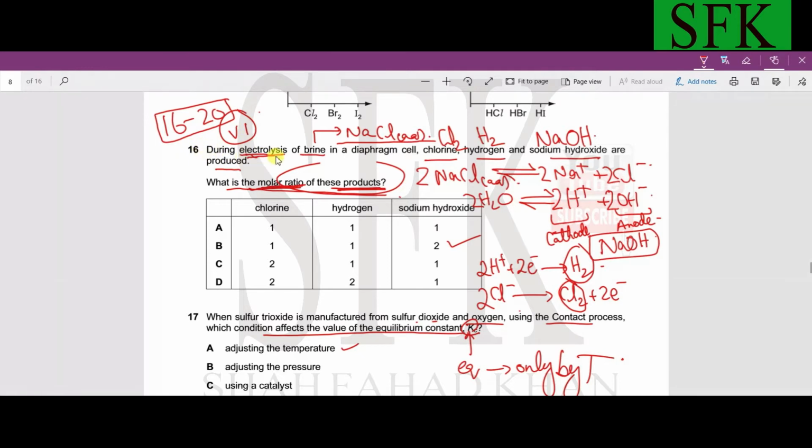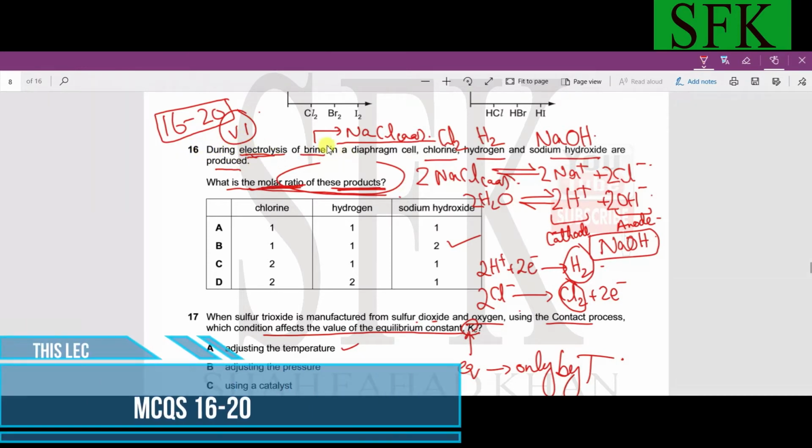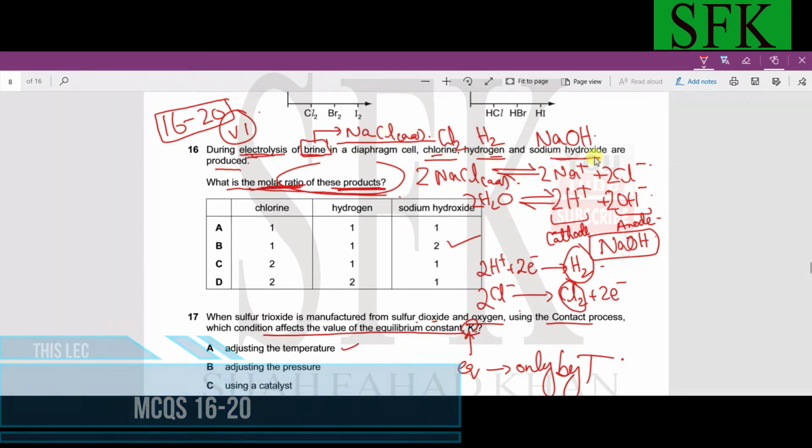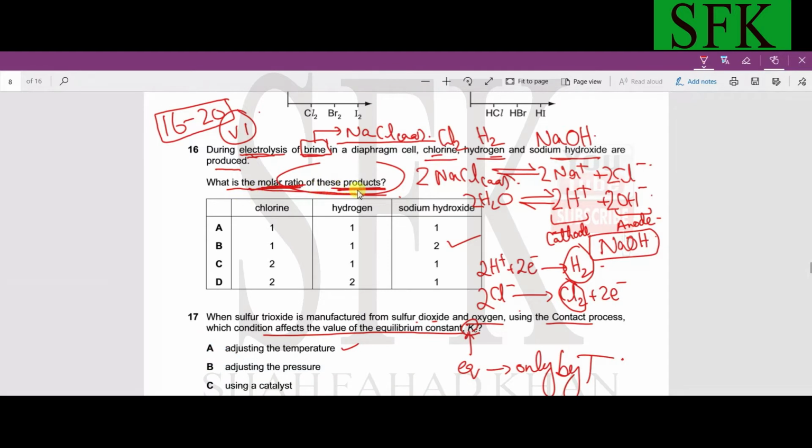MCQ number 16 says that during electrolysis of brine, which is a concentrated solution of NaCl, in the diaphragm cell, chlorine, hydrogen, and sodium hydroxide are produced. What is the molar ratio of these products? For this reaction, you need to be able to draw an overall balanced equation of the reaction that is actually occurring.